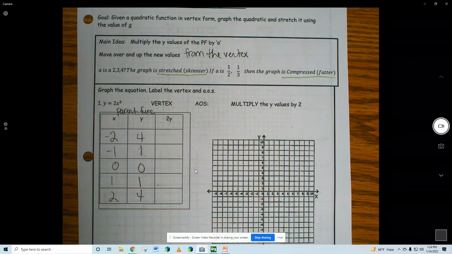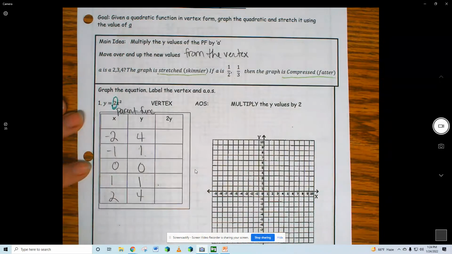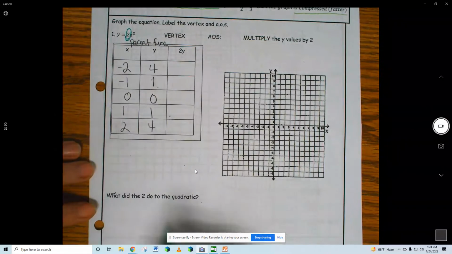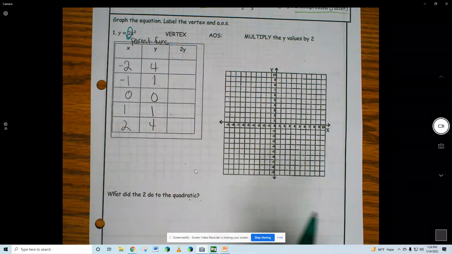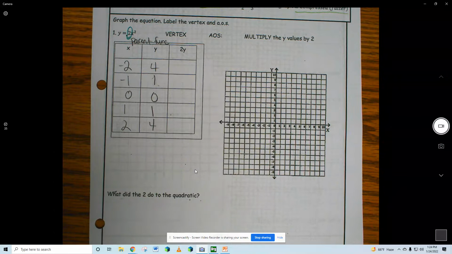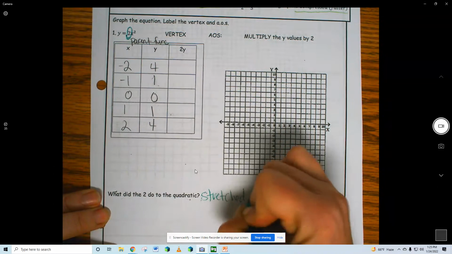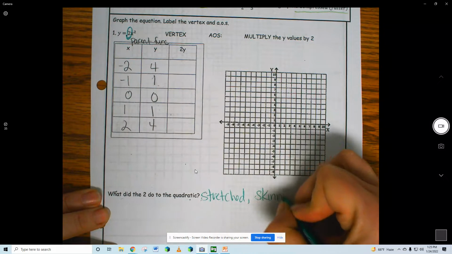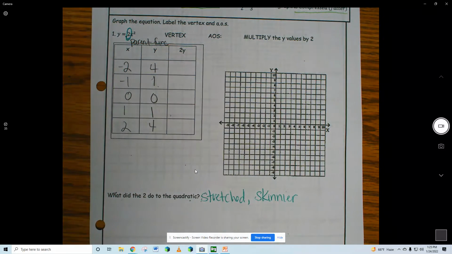Now, this equation has a 2 in front. So I'm going to answer this question. What does the 2 do to the quadratic? Look on top in the main idea section. What is a 2 going to do to my quadratic? It's going to be stretched. It'll be a skinnier parabola. So today we are going to graph the parent function, and we're going to graph my new one.